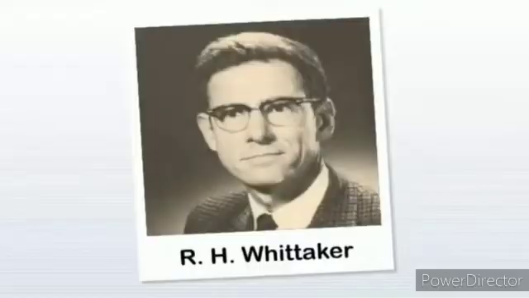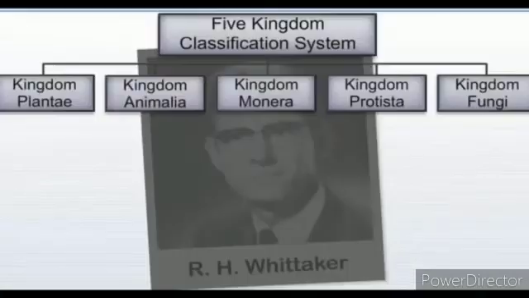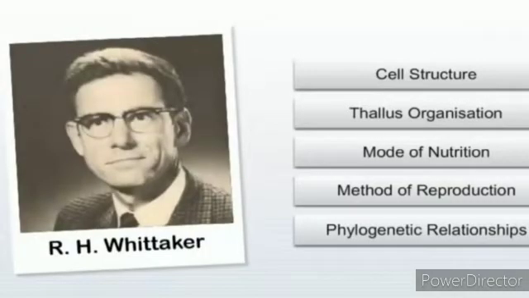Later, R.H. Whittaker, the name is very important, R.H. Whittaker in 1969 proposed a 5-kingdom classification. The kingdoms defined by him were named Kingdom Monera, Kingdom Protista, Kingdom Fungi, Kingdom Plantae, and Kingdom Animalia. The main criteria for classification used by R.H. Whittaker include cell structure, thallus organization, mode of nutrition, reproduction, and phylogenetic relationships.